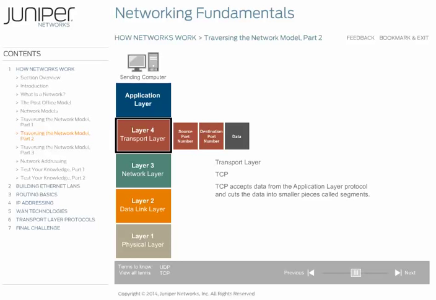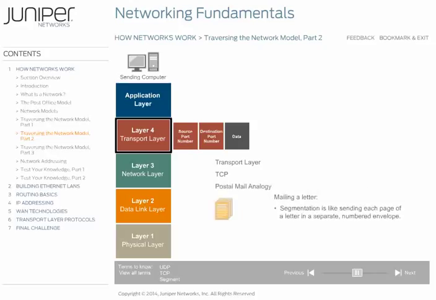TCP accepts data from the application layer protocol and cuts the data into smaller pieces called segments to ensure a steady flow of data between two computers regardless of the differences in connection bandwidth. Segmentation is like taking our letter and sending each page in a separate envelope. By numbering the pages, the recipient can place the pages back in order. Likewise, TCP assigns a sequence number to each segment.